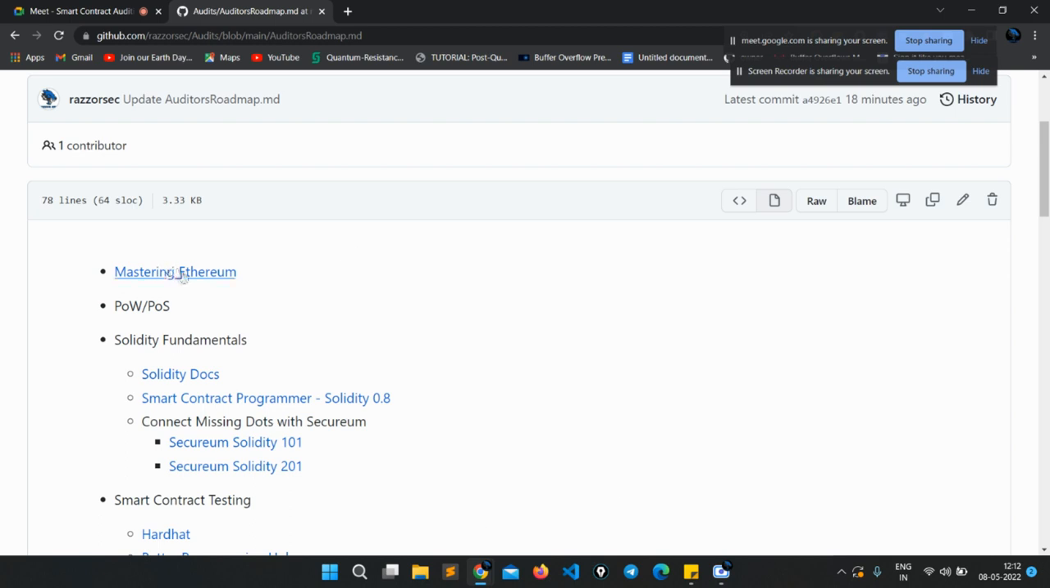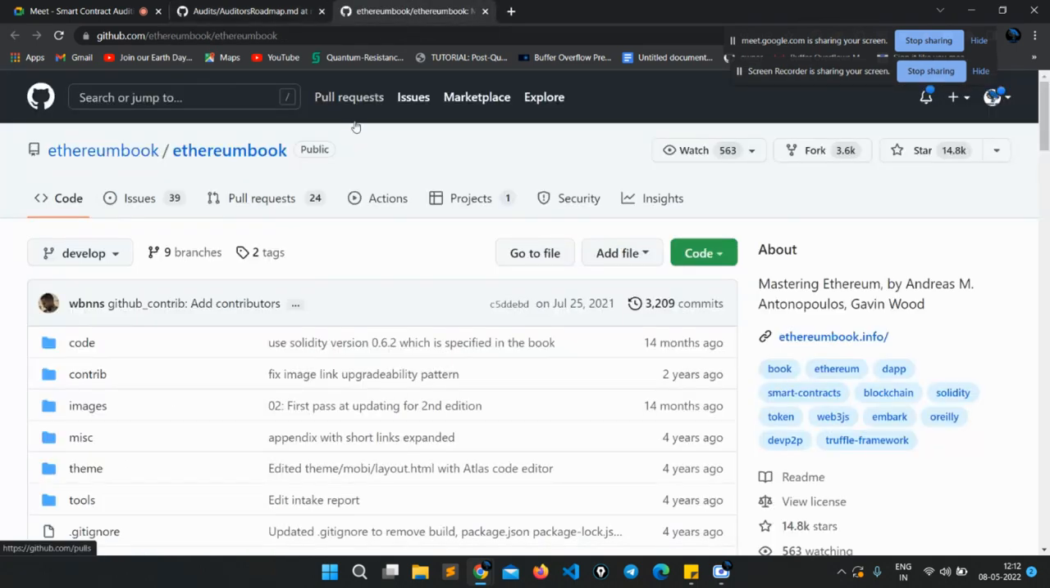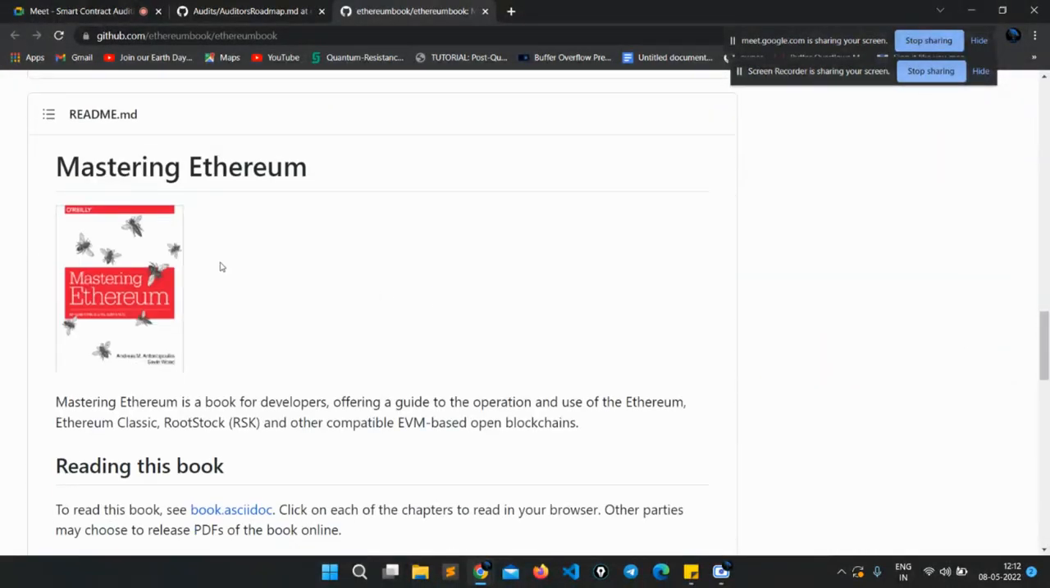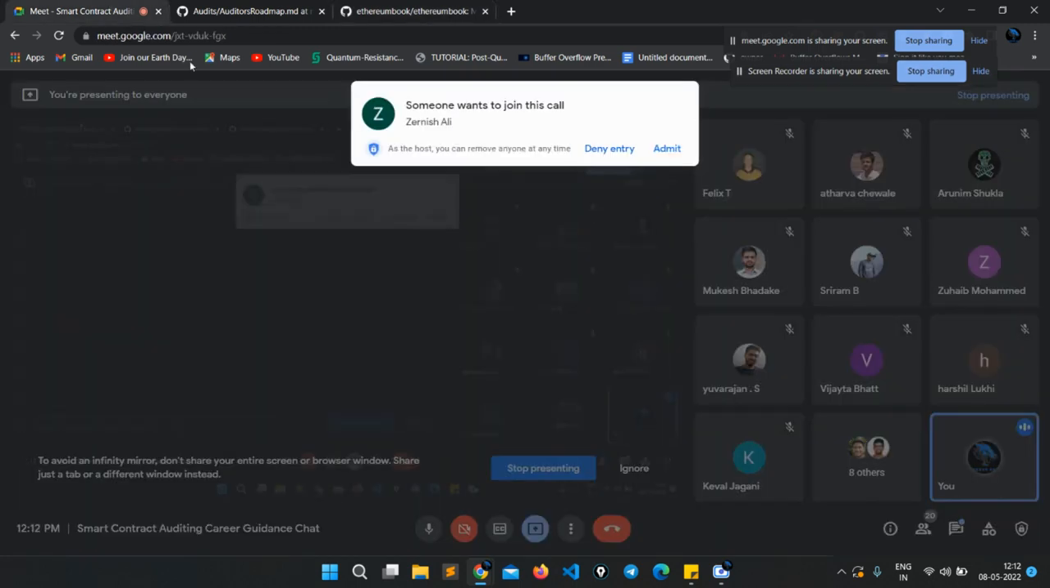So first, you're supposed to know the fundamentals of Ethereum itself. There is a book on GitHub called the Ethereum book, whose name is Mastering Ethereum. This is the perfect book to start with. Mastering Ethereum covers almost everything.